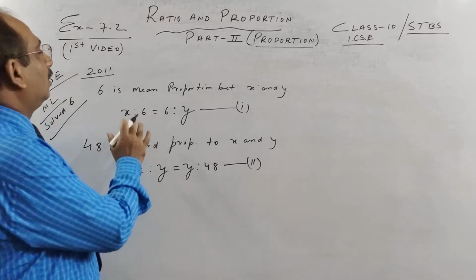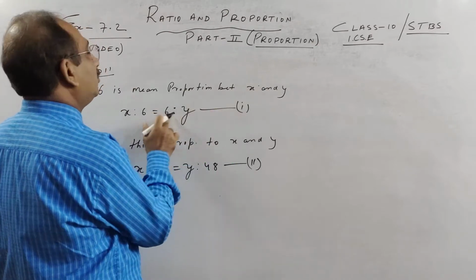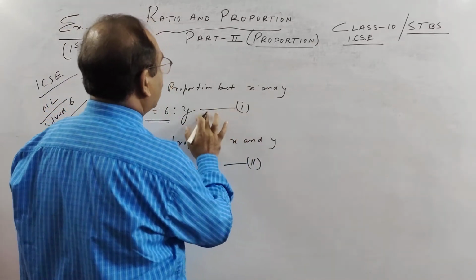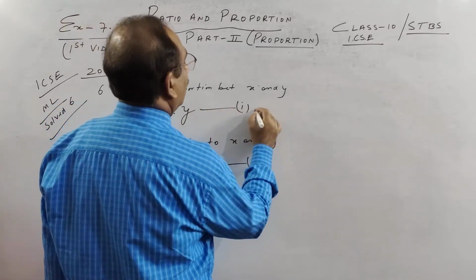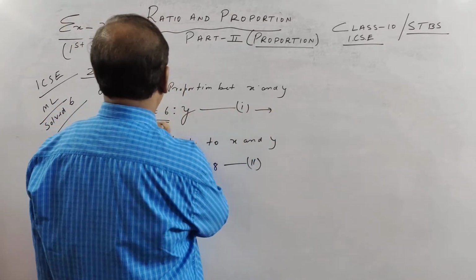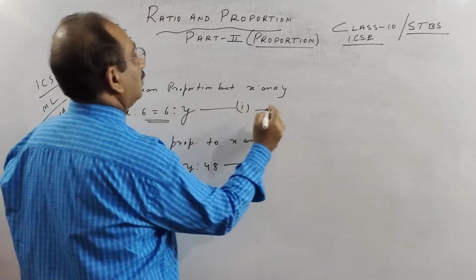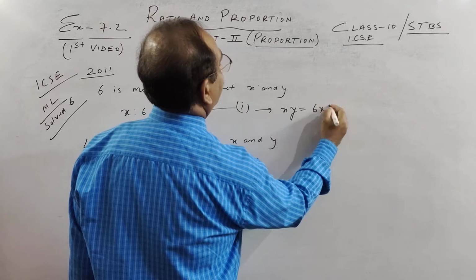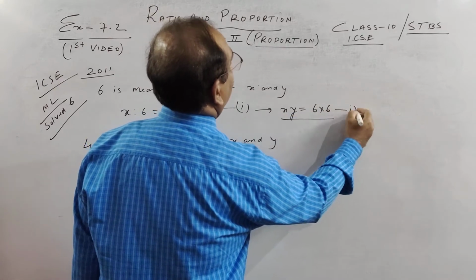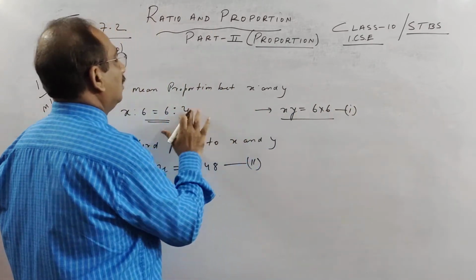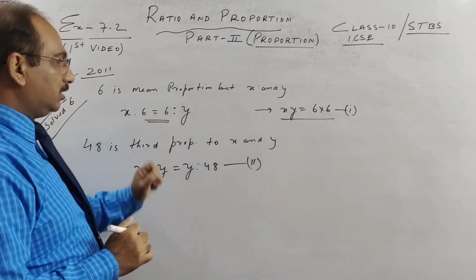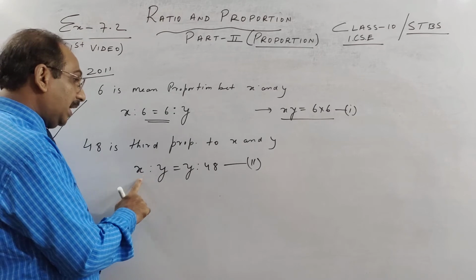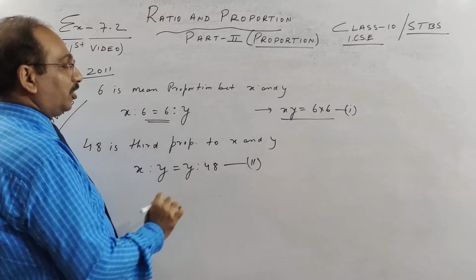Now see here, 6 is a mean proportional between x and y. So this is the meaning of mean proportional. So what do we get, children? I will say product of extremes is the product of means. So this I should call equation 1. XY is 6 into 6. 48 is the third proportional. See between x and y, x is to y is to y is to 48.